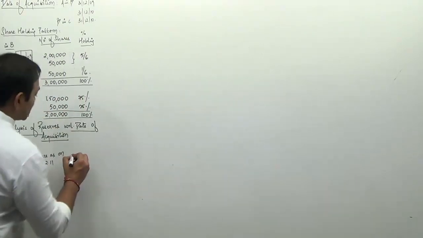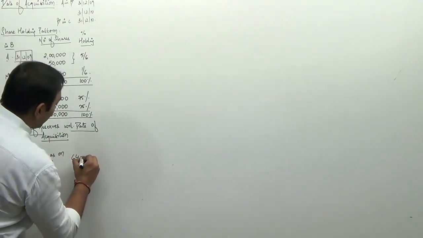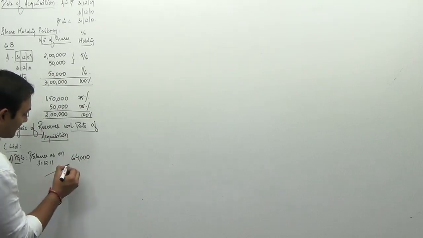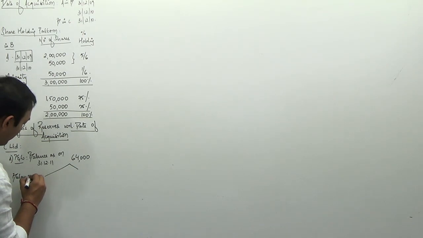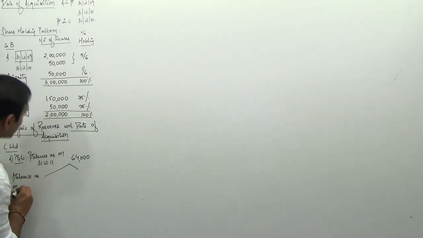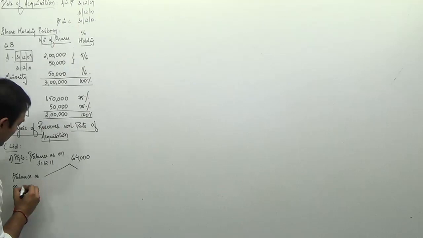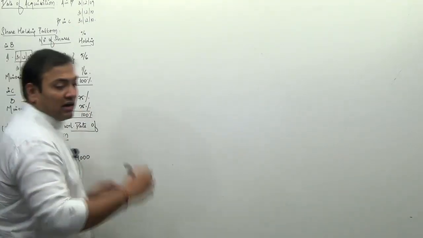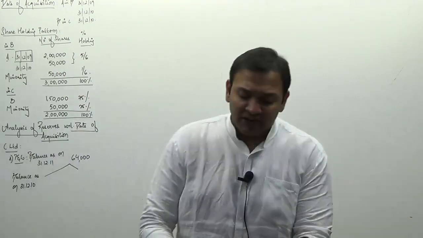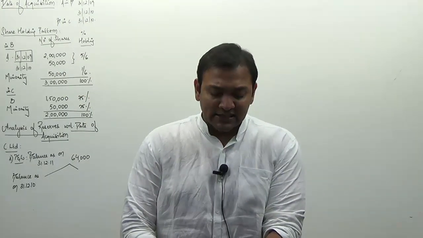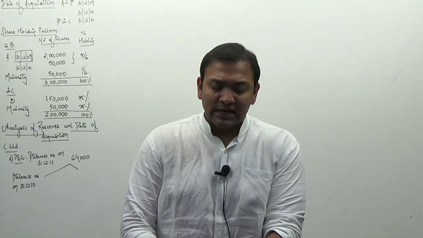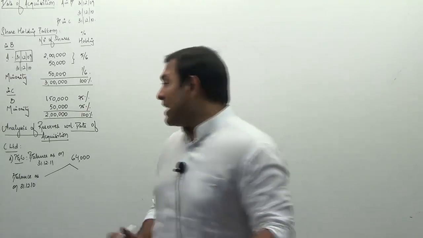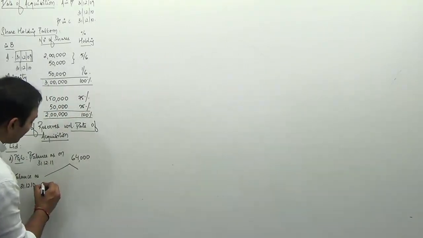The total reserve is 64. Split. My balance as on the date of acquisition, B and C, 31st December 2010, take after dividend. 2009, it was 26. He earned 28,000, it became 54. Out of which, for the year 2010, he declared a dividend of 20. The balance profits left out is 34.